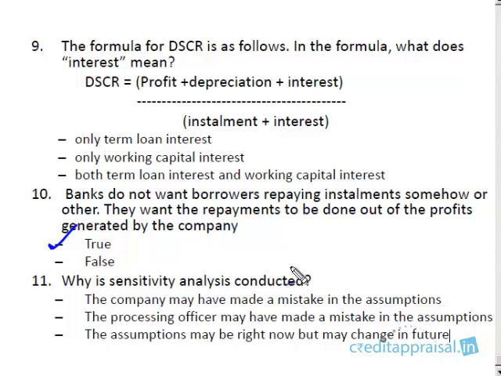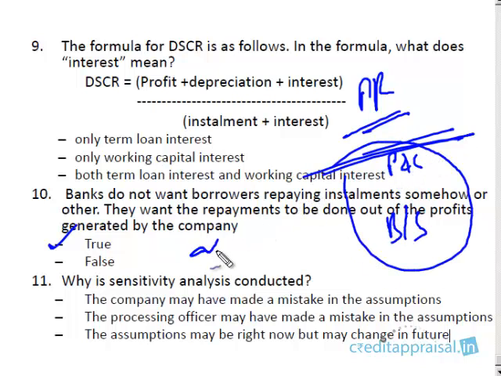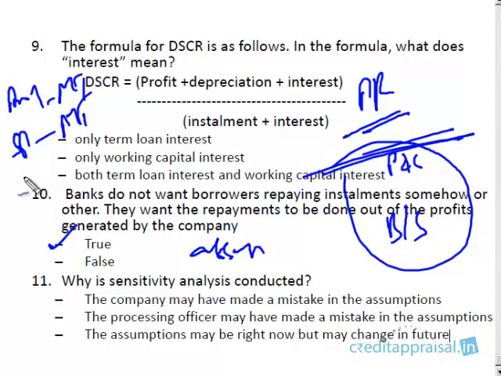Next question: why is sensitivity analysis conducted? The company may have made a mistake in the assumptions. The processing officer may have made a mistake in the assumptions. The assumptions may be right now but change in the future. When the company prepares a project report, it prepares financial projections, a projected P&L account and projected balance sheet. For preparation of these financials, the company makes some assumptions: so and so is the production we are going to do, so many tons; this is the selling price per ton; cost of raw material per ton is so many. So they make some assumptions and prepare these financial statements.